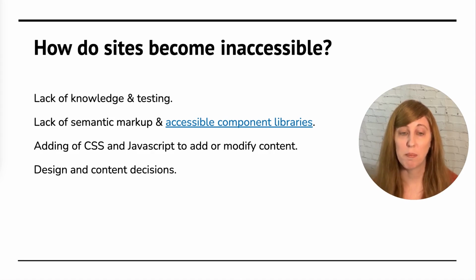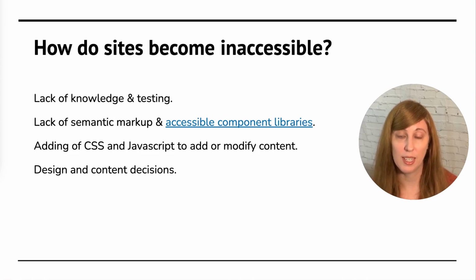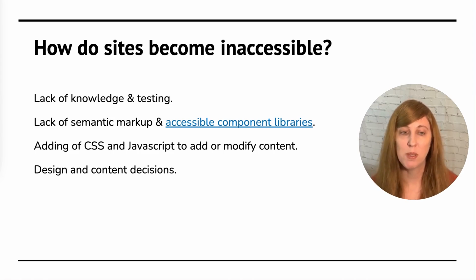Lack of semantic markup and using accessible component libraries. The good news is there are several accessible component libraries out there that already exist. They are free, they're available for you to use, they're well documented. All you have to do is know where to find them. And the links are, of course, available. One of the keys of an accessible website is using semantic markup. This means that divs are not buttons.